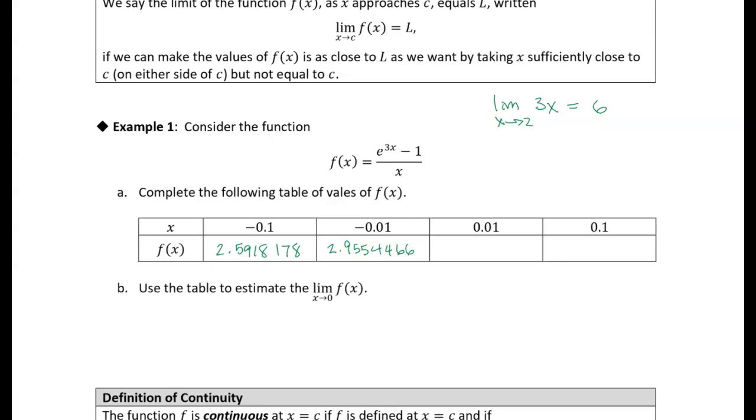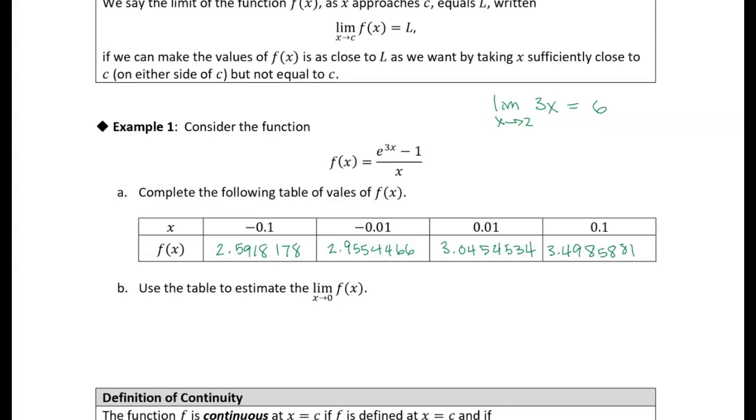And then I could also sneak up on it from the other direction. So if I evaluated this function at 0.1, I get 3.4985881. And I get a little closer. Evaluated at 0.01, I get 3.0454534. So if you look at this, it looks like it's maybe about 3.